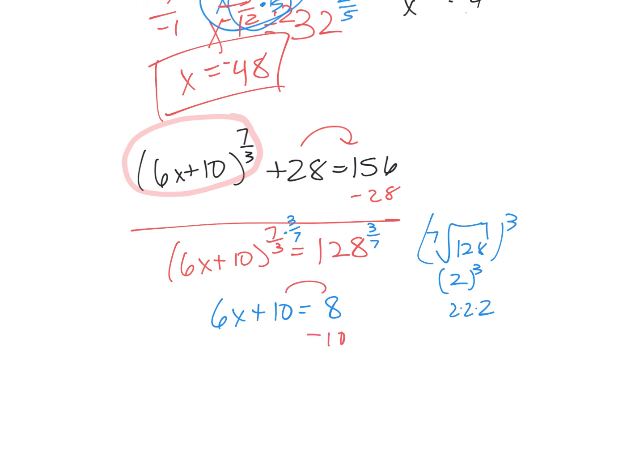And now we're just going to solve for x. So we're going to move this over, subtract 10. So we get 6x equals negative 2. Divide by 6. And so we get x equals negative 1/3.